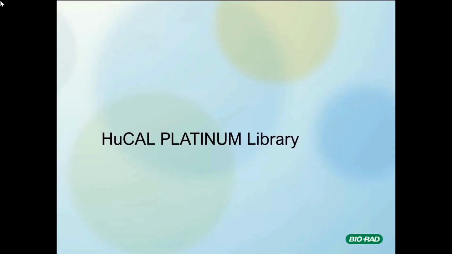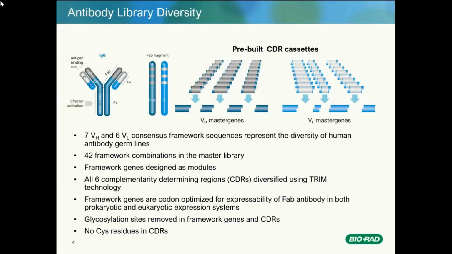The UCAL Platinum Library. We have a very successful proven library called UCAL Platinum, which stands for Human Combinatorial Antibody Library. We have generated more than 58,000 antibodies for our customers to date.